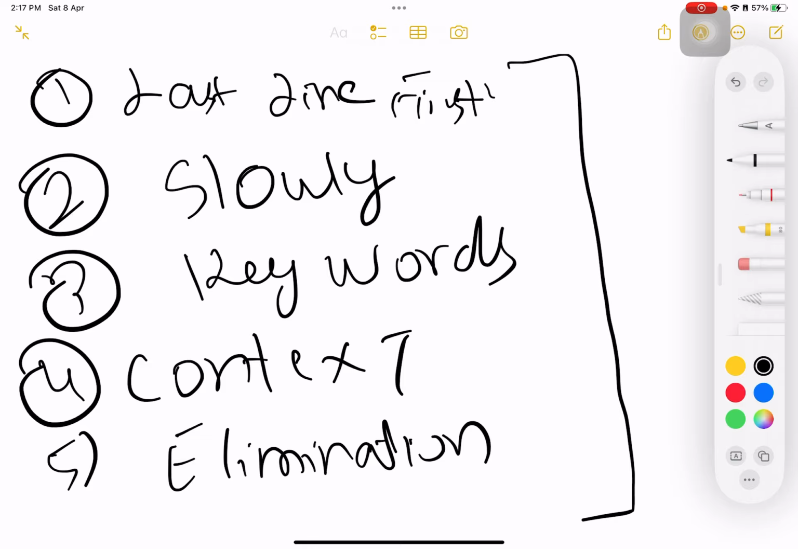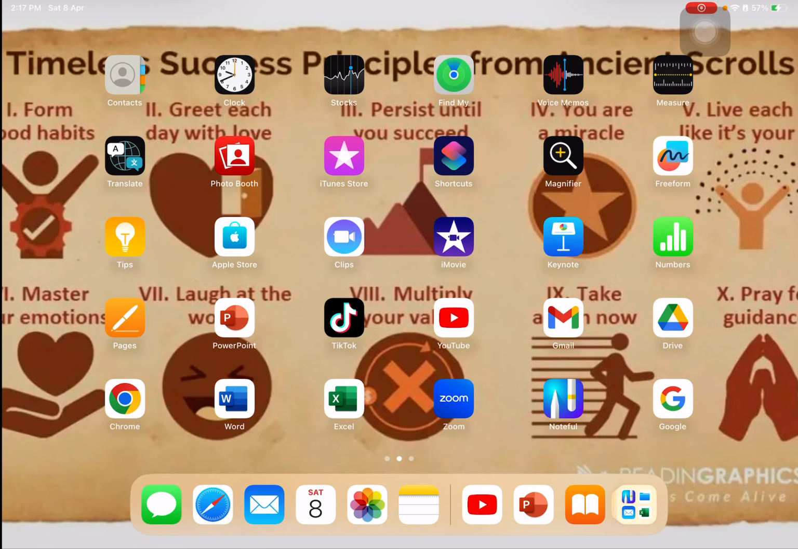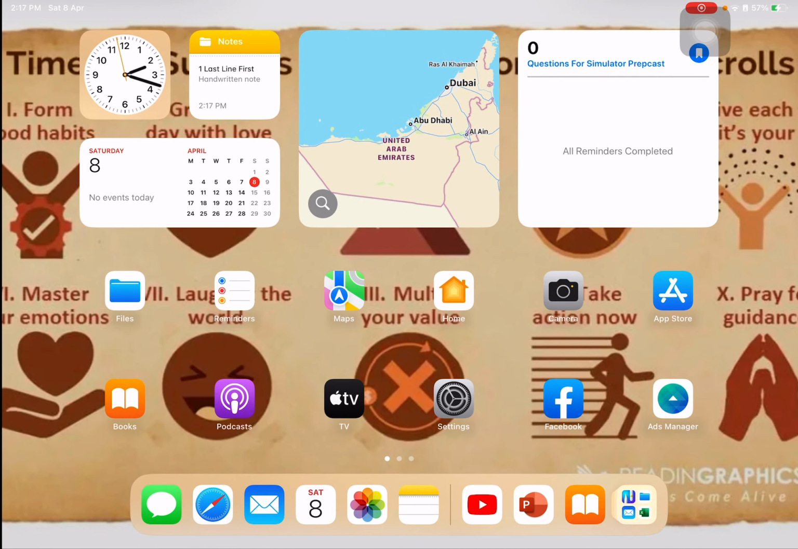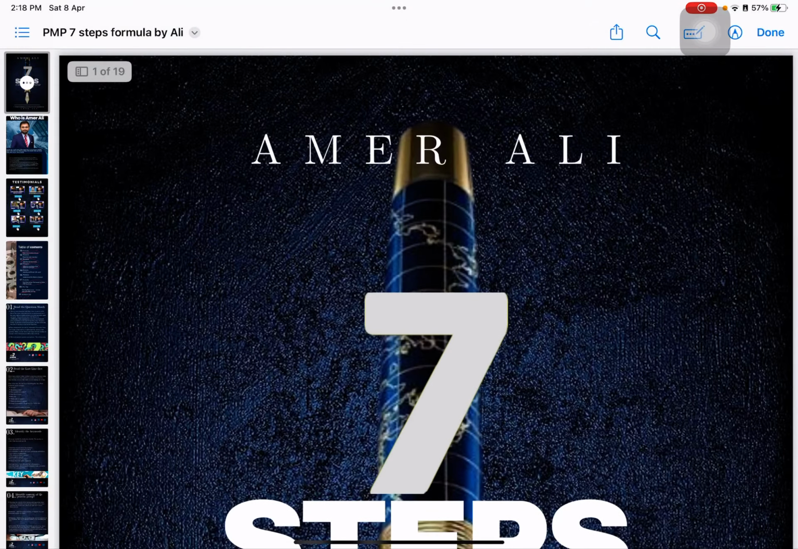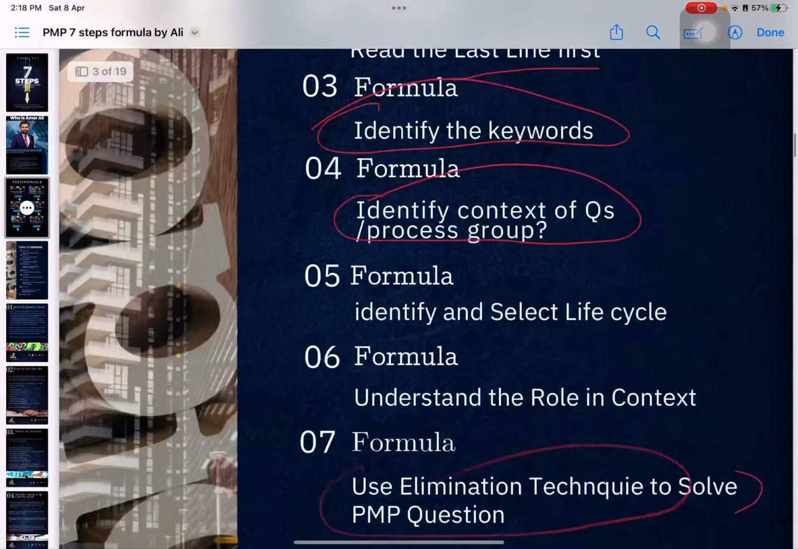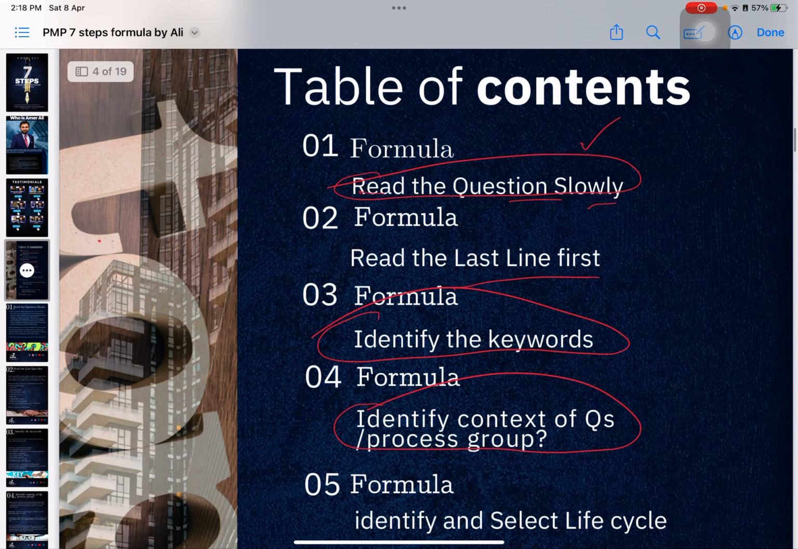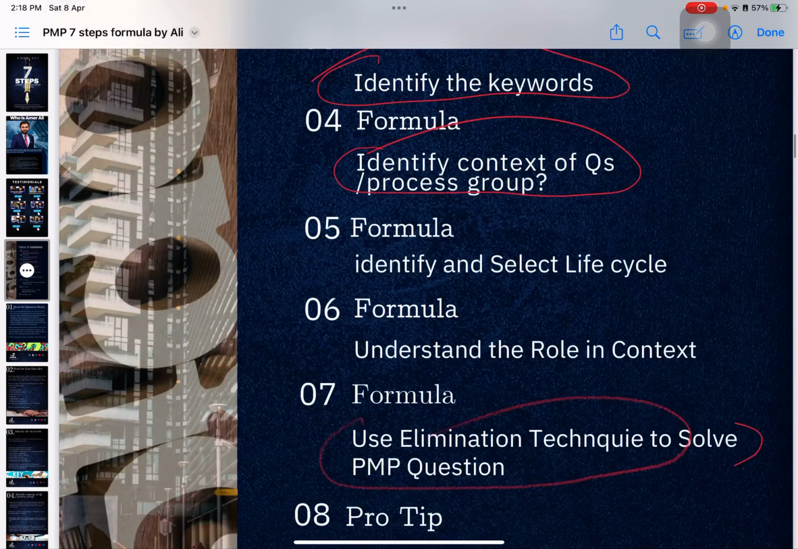This is actually made on my 7-step formula, and if you haven't received that 7-step formula, just ping me. I'll give you this 7-step formula, which states the same thing: read the question slowly, last line, keyword, context, group, life cycle, elimination technique, etc. Not everything is valid in one question, but it helps you to understand the framework.